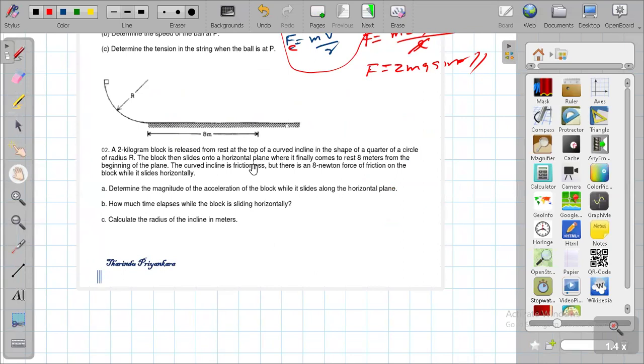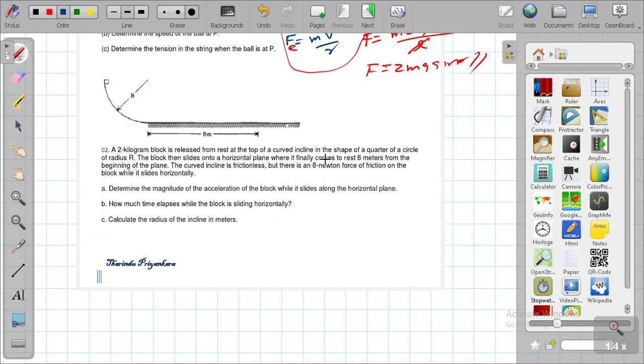A 2 kilogram block is released from rest at the top of a curved incline shaped as a quarter of a circle of radius r. The block then slides onto a horizontal plane, where it finally comes to rest 8 meters from the beginning of the plane. The curved incline is frictionless, but 8 Newton friction acts while sliding horizontally. Determine the acceleration of the block while it is sliding along the horizontal plane.